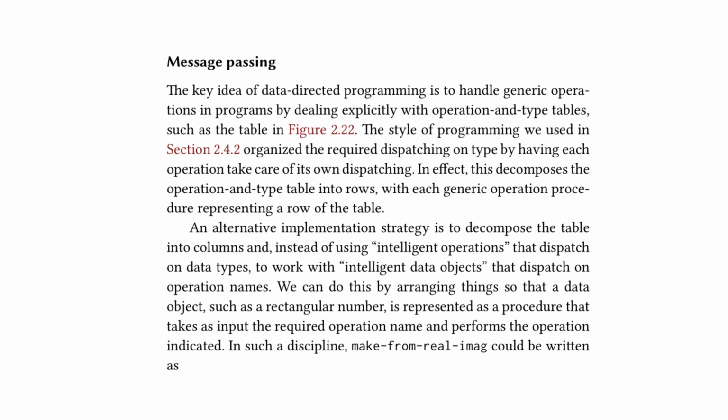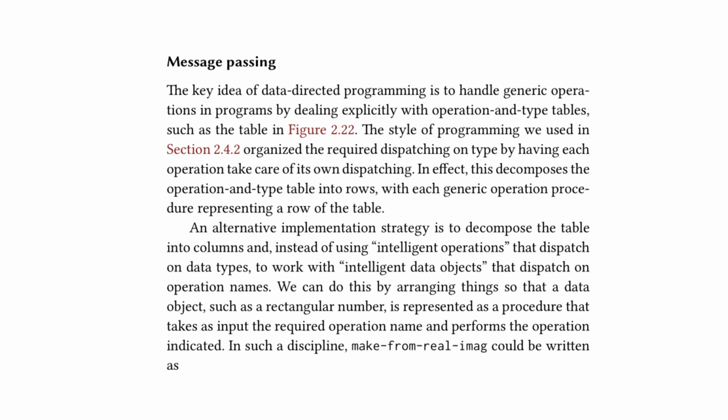And then we get to the final part of the last section of this chapter 2.4, which talks about this technique of message passing. So the textbook states the key idea of data-directed programming is to handle generic operations in programs by dealing explicitly with operation and type tables, such as the table in figure 2.22. The style of programming we used in section 2.4.2 organized the required dispatching on type by having each operation take care of its own dispatching.